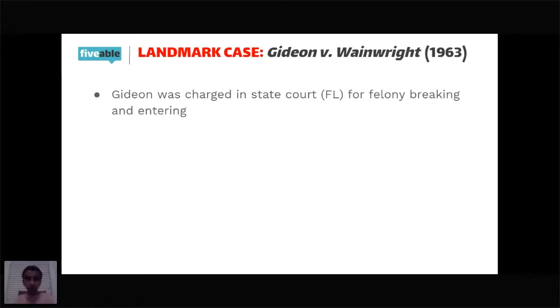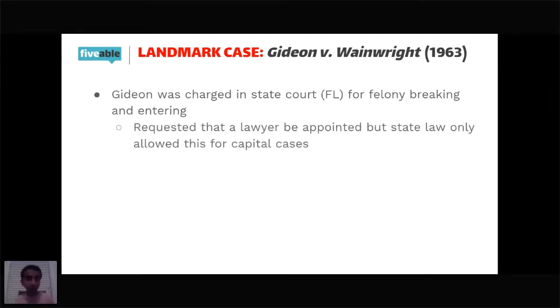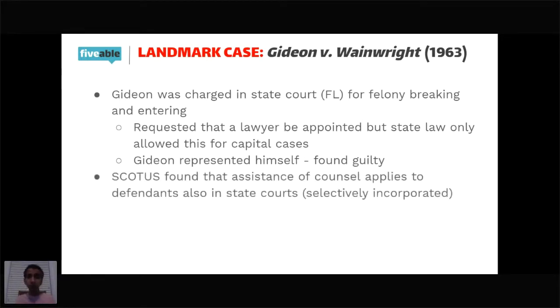So basically, an overview of this case. Gideon was charged in state court in Florida for felony breaking and entering. He requested that a lawyer be appointed to him based on the Sixth Amendment. But like we said before, at this point, most states only allowed a lawyer to be appointed for capital cases. Gideon ended up representing himself, and he was poor, what's considered indigent, and he was found guilty. The Supreme Court found in this case that assistance of counsel applies to defendants also in state courts. So again, this deals with the concept of selective incorporation, in which the right to a lawyer was applied to people in state courts as well.